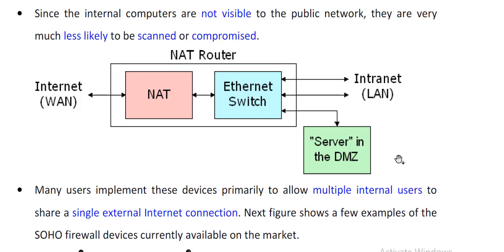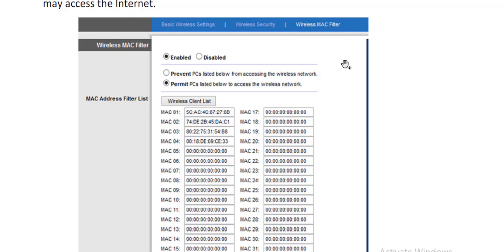Here is an example of the SOHO filtering that is based on MAC filtering. We use the MAC address. For instance, here we permit the PCs with these addresses 1, 2, 3, 4 to access our network. So the filtering is based on those MAC addresses, which we accept, and the rest of the world will be denied from accessing the network. And we can do the reverse: we can prevent those from accessing and accept any other address to our network.